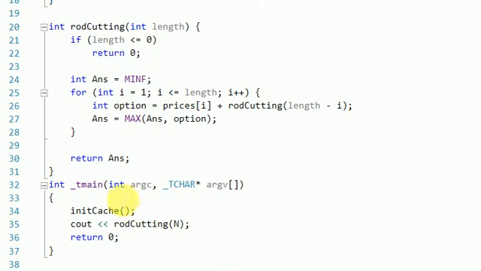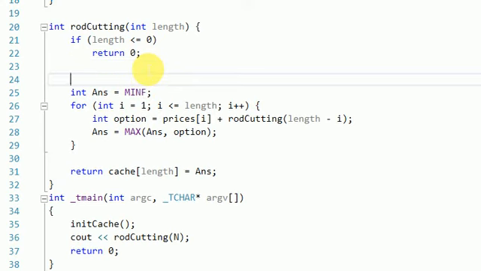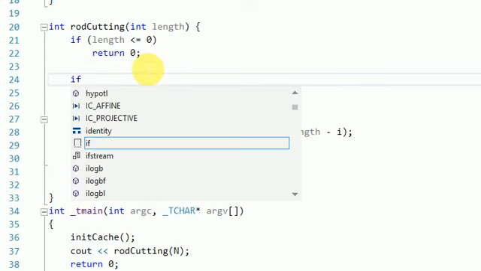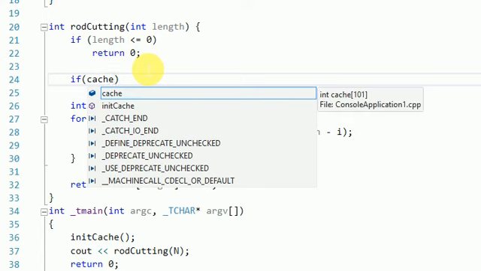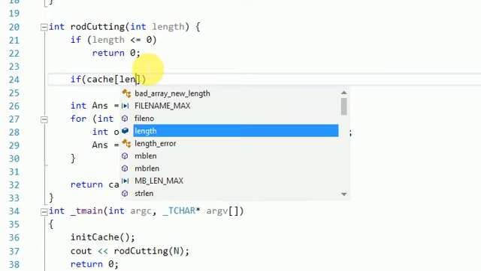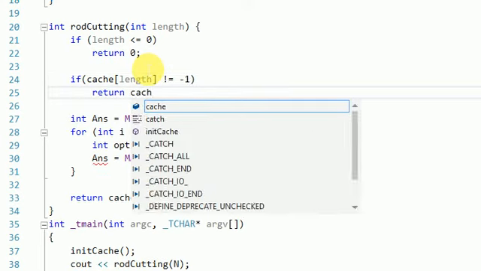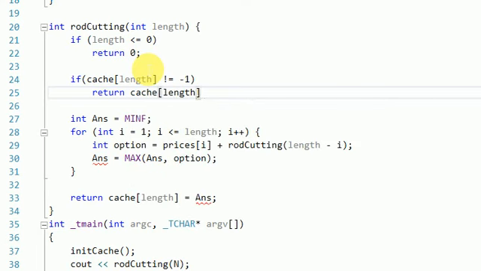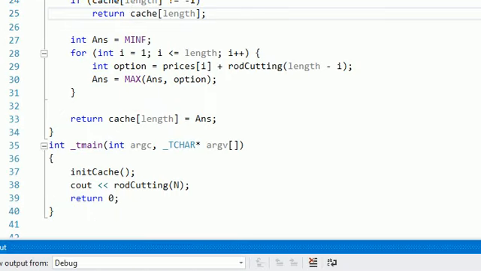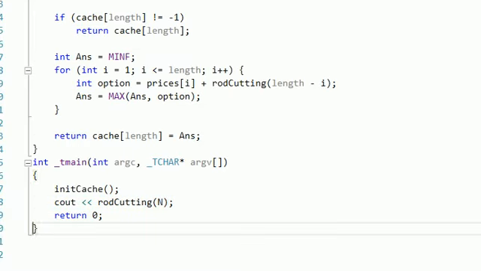Now, whenever you are returning the answer, you save that answer for that particular length state in the cache, and then return it. Again, for that particular length, if it asks to calculate, you just check if cache of length is not equal to -1, which means it's already calculated. So return from the cache. Don't calculate further and don't call the recursion again. Now if you run it, you will get the output in a few milliseconds.